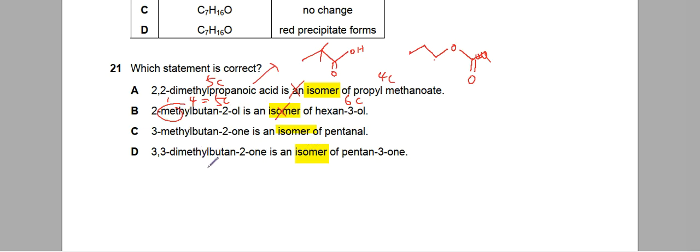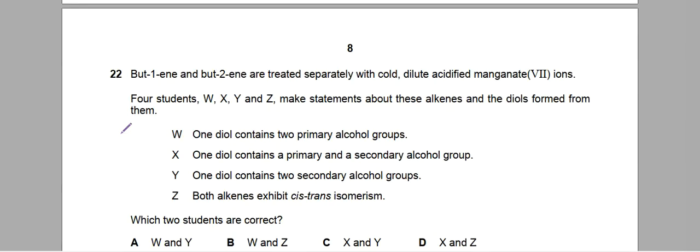How about this one? Butane is 4, dimethyl is 2 carbons, so total 6. This one, pentan is 5, so this is also not the same. So we are left with this. Butane is 4, methyl is 1, so total is 5. This is also 5. So without working out the rest, we can conclude that C is the answer, because at least it has the same number of carbons.